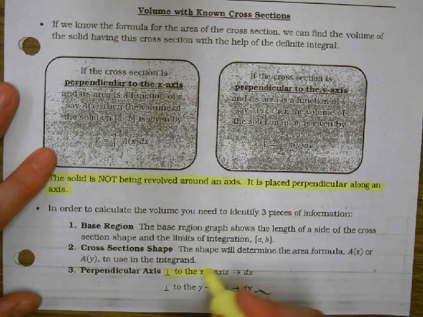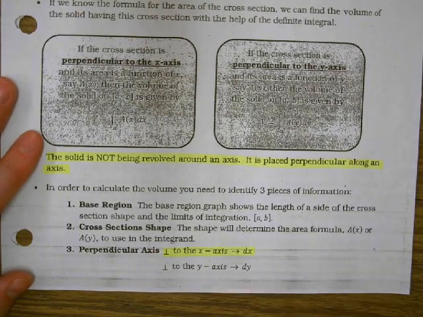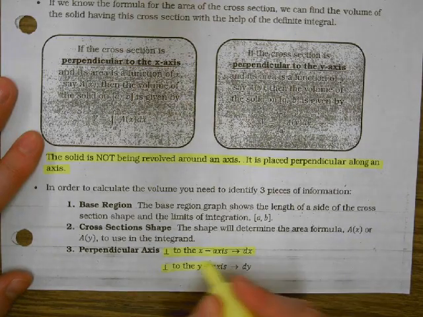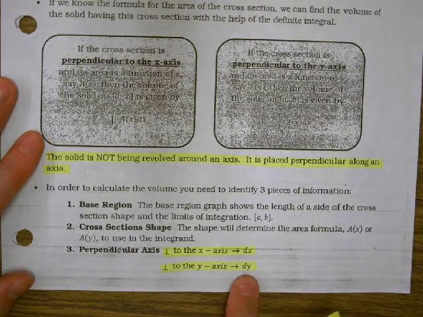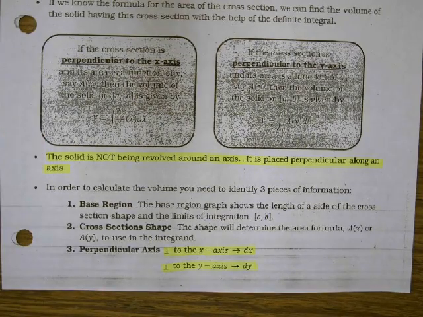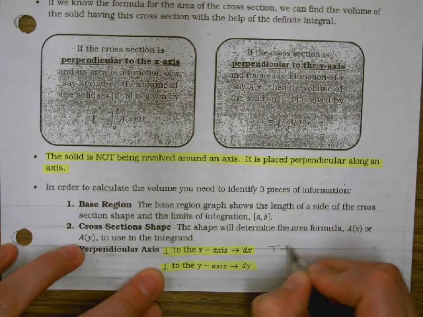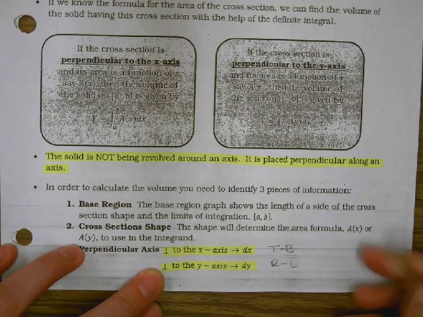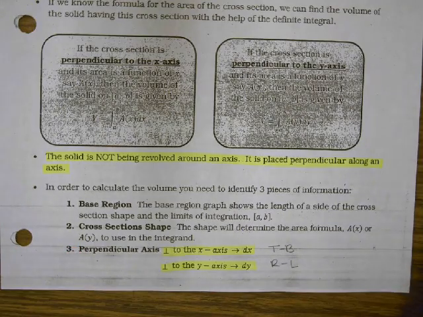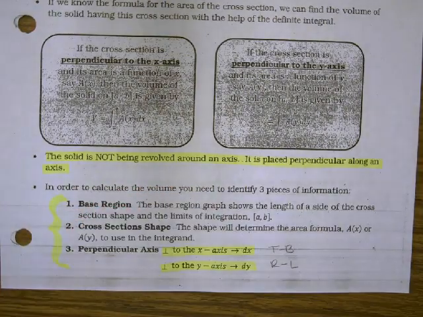If you are perpendicular to the x-axis, then everything that you write for your integral needs to be in terms of x. If you're perpendicular to the y-axis, then everything that you write in your integral needs to be in terms of y, which kind of makes sense because this is still what we're talking about as far as it being top minus bottom and right minus left. So we're being consistent with what we've learned before. So we're going to make sure that we keep all of these things in mind when we start to write our integral.